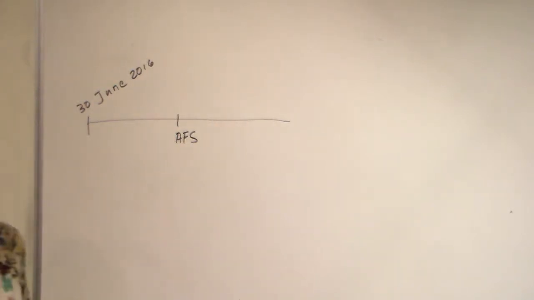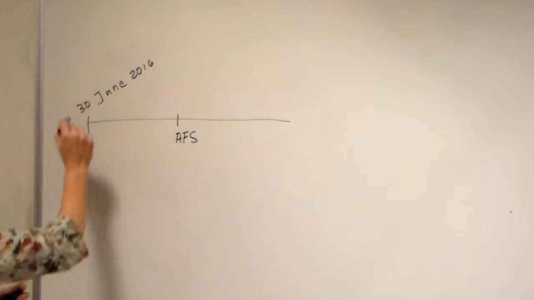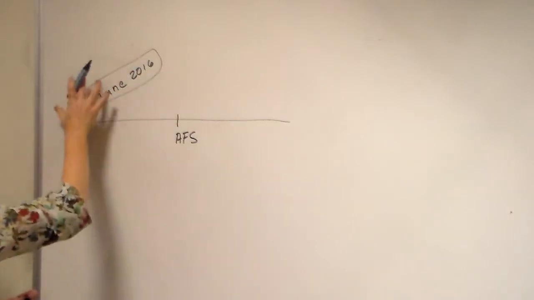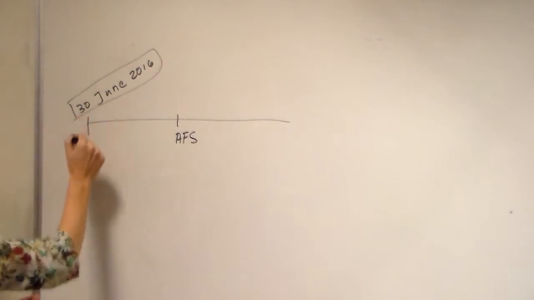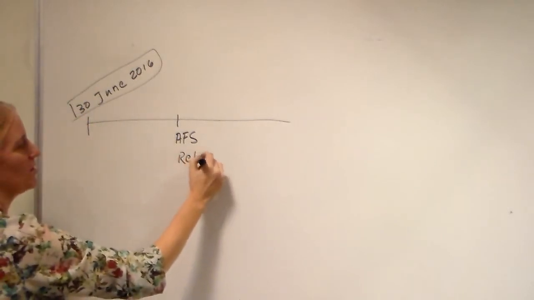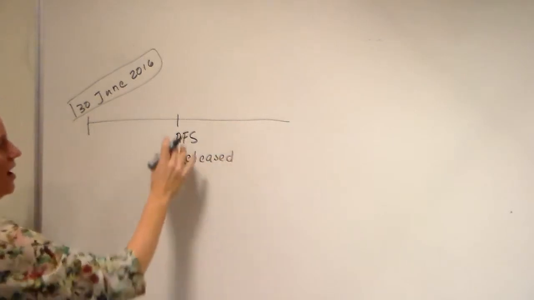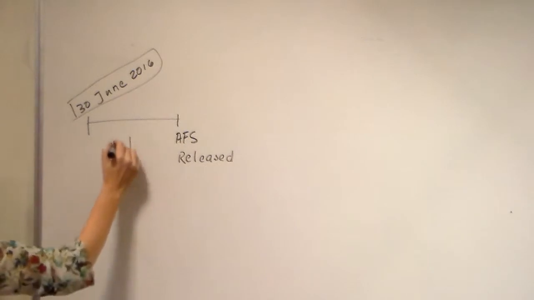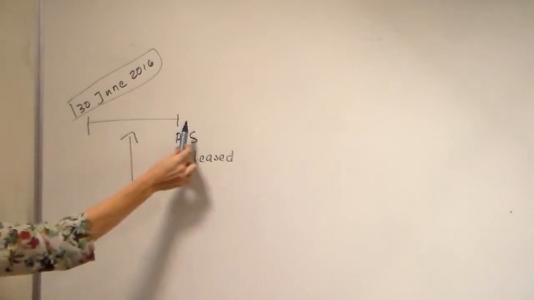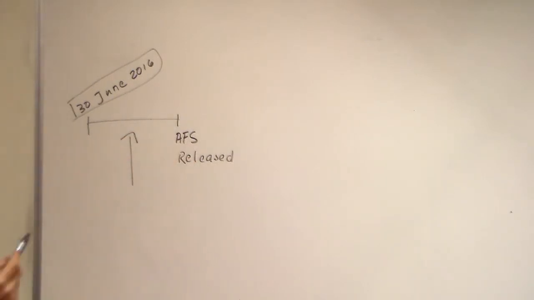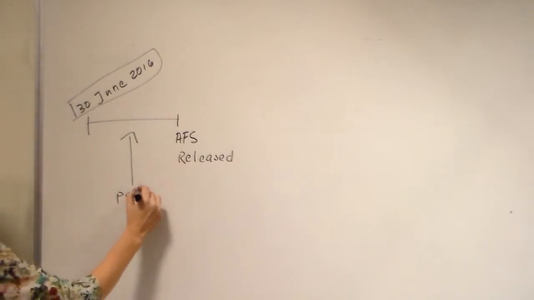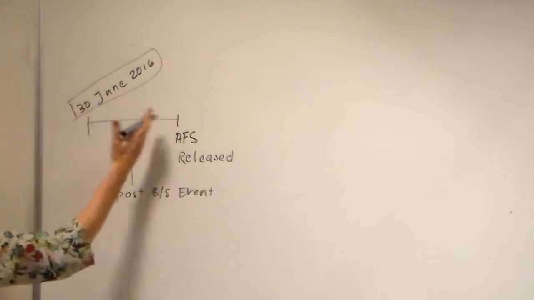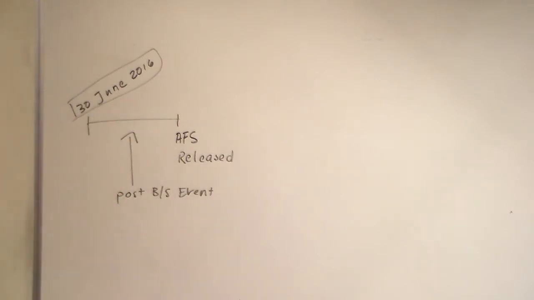Okay, so post-balance sheet events are simply: draw up a timeline, write the actual year end at the beginning, when the annual financial statements are released is here, and basically, everything that happens between the time of the year end and when the annual financial statements are released is what we call a post-balance sheet event, generally.